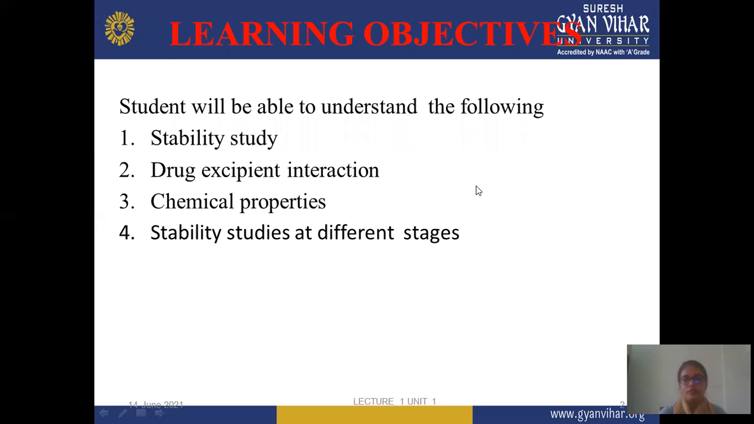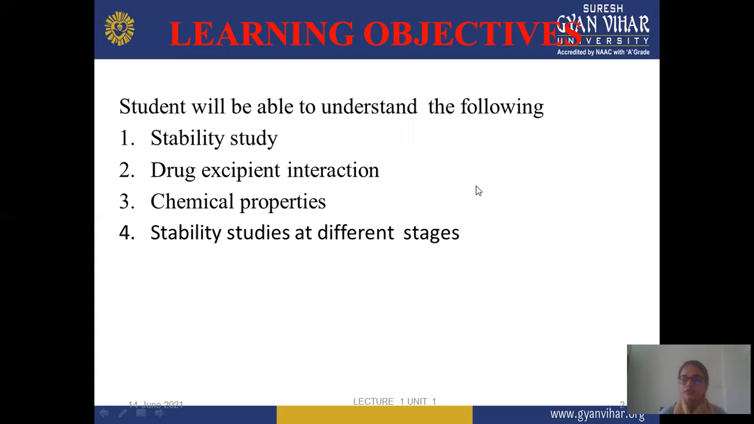In these basic objectives, first is the stability study, meaning the definition of stability study, the different types of stability study, how you perform it, and what a stability study is. Next is drug excipient interaction.